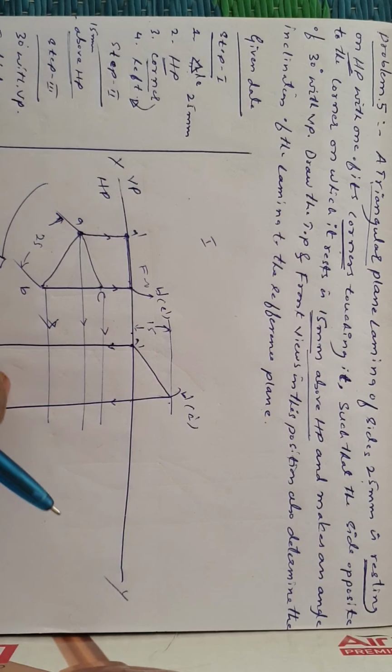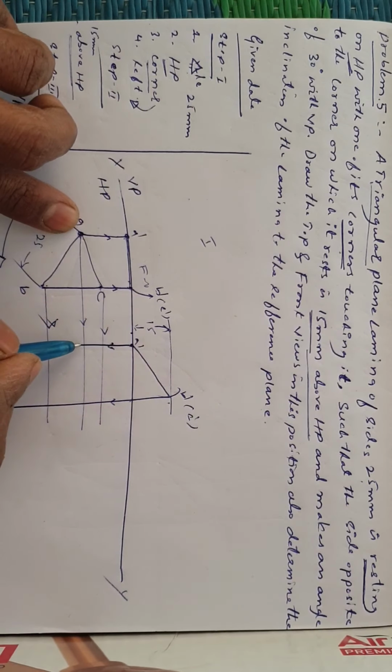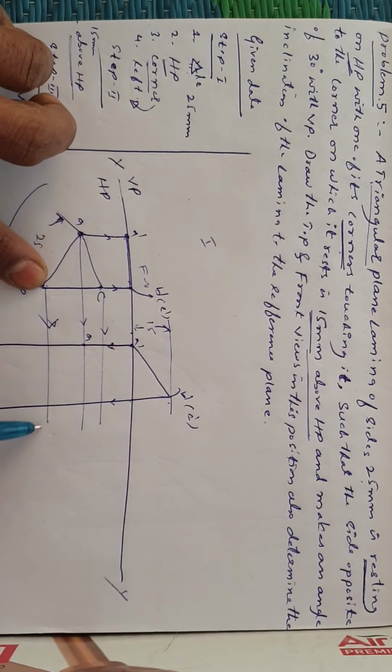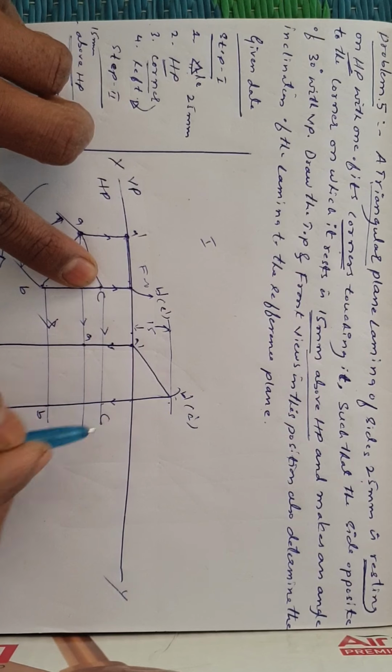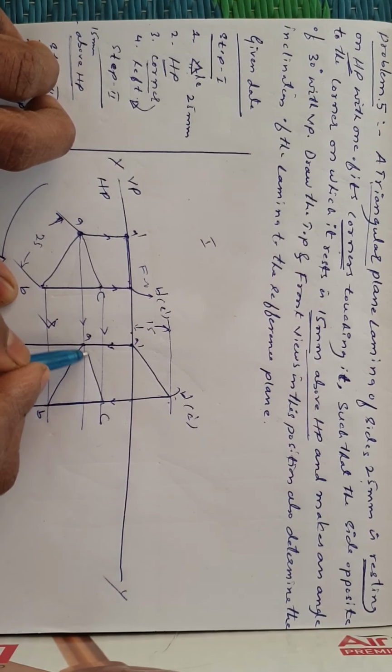Wherever the respective alphabets are intersecting, mark the point and get all the sides. Like projector A is here, A dash take as a. Projector B, B dash take as a B. Projector C, C dash take as a C. Now join all the sides starting from A to B, B to C, C to A.